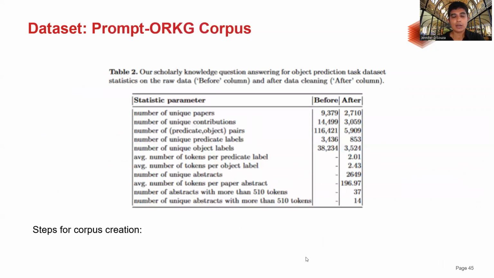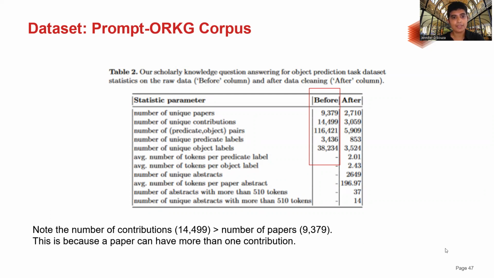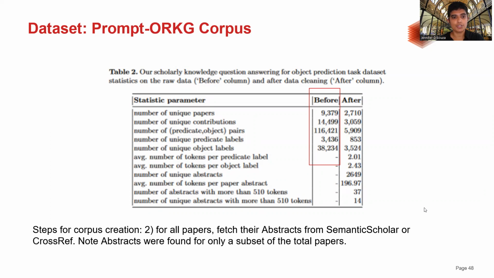So on this slide now, we delve into some of the details of the prompt ORKG corpus by describing the steps that we followed to create the corpus. As a first step, we use the ORKG REST API to fetch all triples with the contribution node as the subject. Note that the number of contributions here is greater than the number of papers. This is not a false number, because a paper can have multiple contributions.